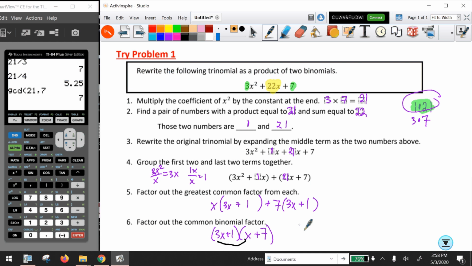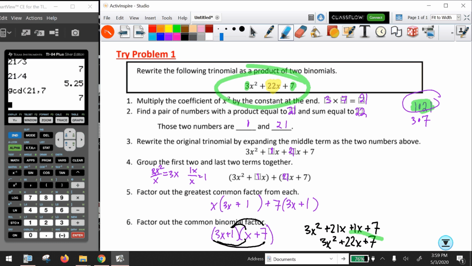First times the first, 3x times x is 3x squared. Outside times the outside, 7 times 3x is 21x. Inside times the inside, 1 times x is 1x. And the last times the last, 1 times 7, that's 7. Now I'm going to take my two middle terms, combine them. 21x plus 1x is 22x. And since we got the thing that we started with here, we did this correctly.